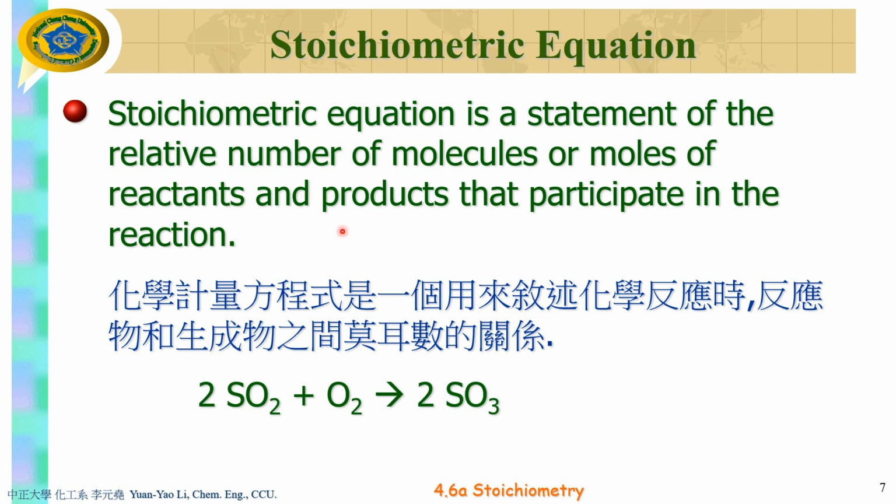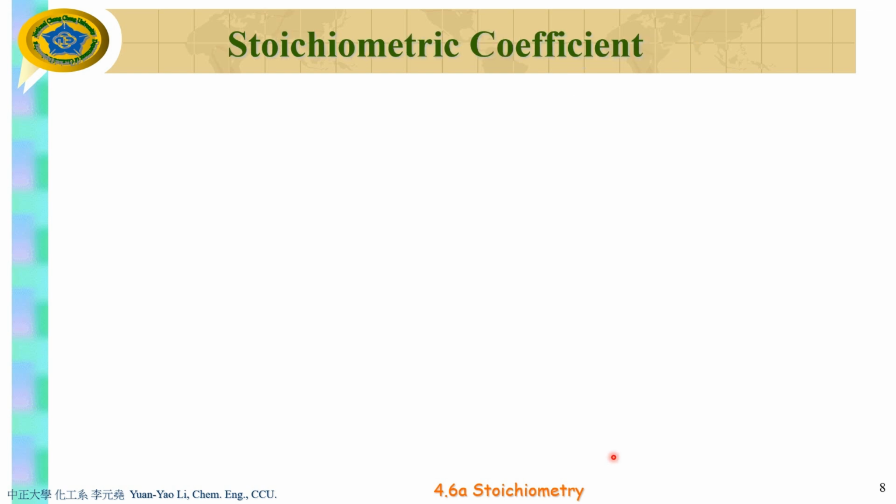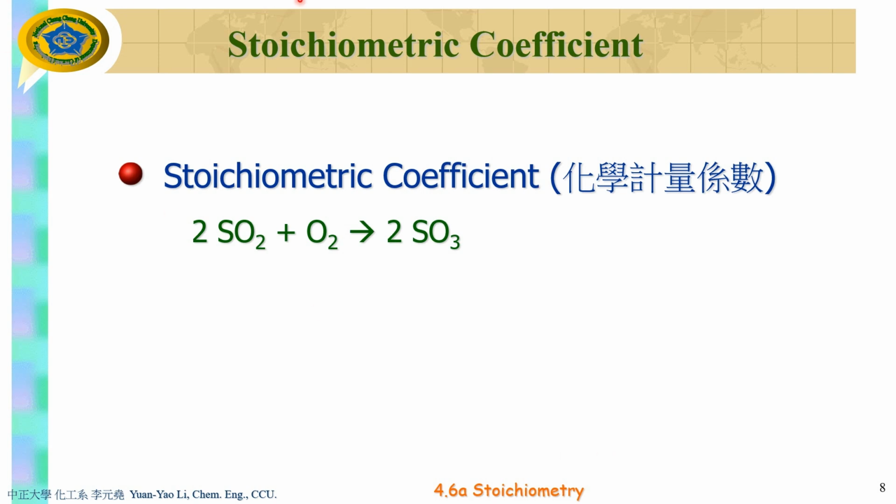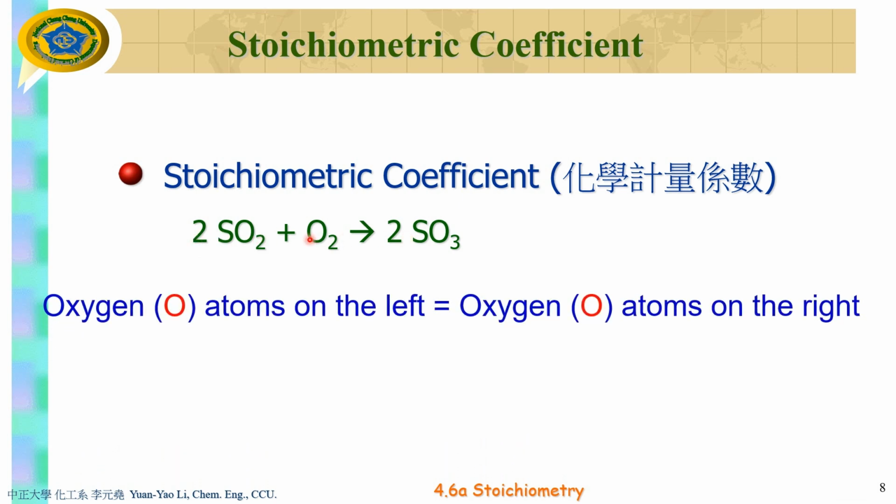This is what we call the stoichiometric equation, and then the stoichiometric coefficient. These are the stoichiometric coefficients: 2 moles, 2 moles here, and 1 here. So the oxygen atoms on the left equal the oxygen atoms on the right.